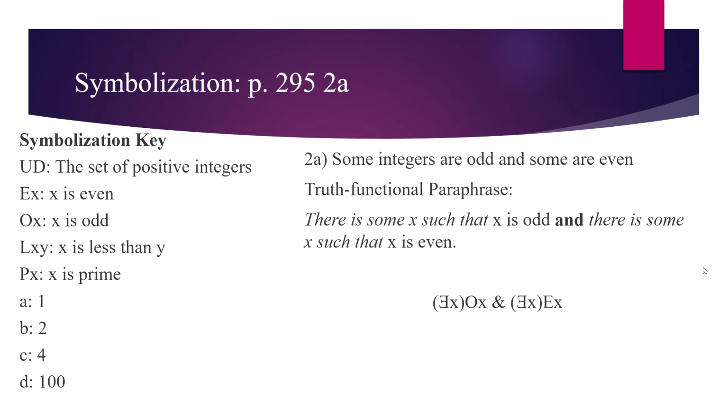So the symbolization we get looks like this, right? There exists an x such that x is odd, and there exists an x such that x is even. That conjunction is the main connective, and again, we don't have to worry about parentheses for the scopes of those quantifiers because they only apply to that predicate sentence right next to it.